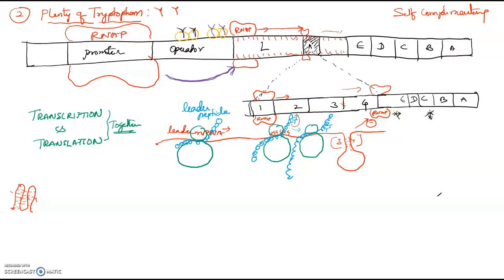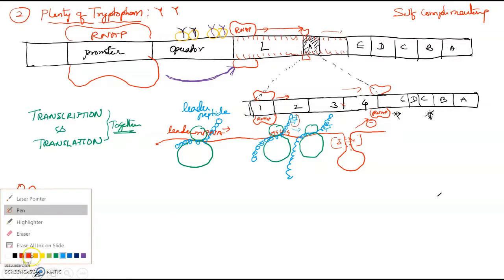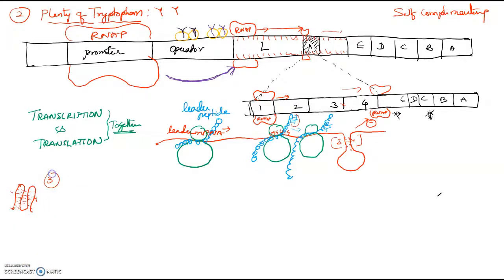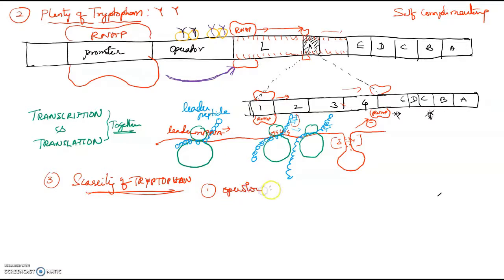Now imagine the third scenario, wherein there is scarcity of tryptophan. So tryptophan is not there. When there is scarcity of tryptophan, the first thing is the operator is not blocked, the operator is free. Okay, this doesn't happen.